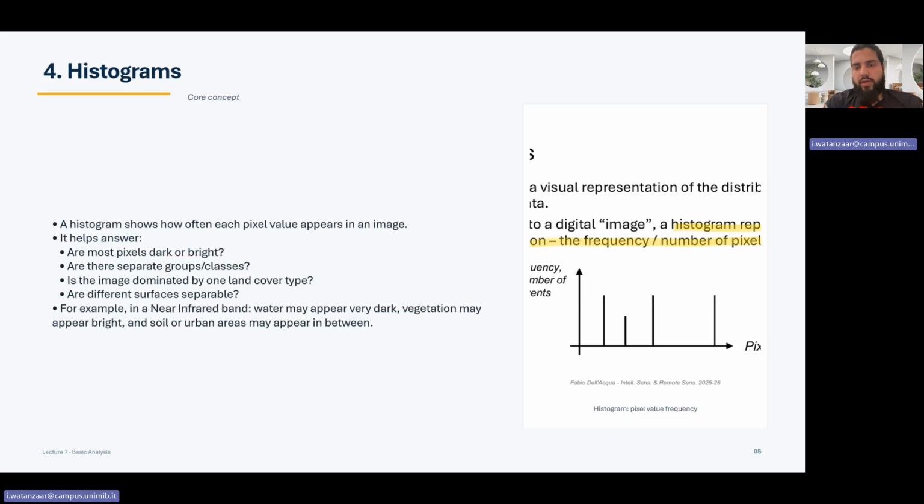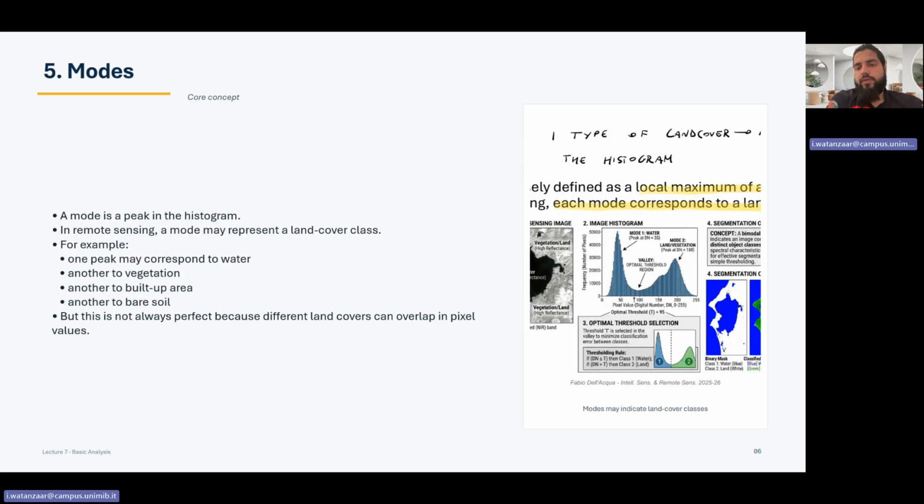So the histogram will show you the distribution of the pixel values, from which you can understand how the values are distributed across the image or the data set. Modes. A mode is a peak in the histogram. In remote sensing, a mode may represent a land cover class. So a mode is a part of the histogram that exactly represents one land cover class.